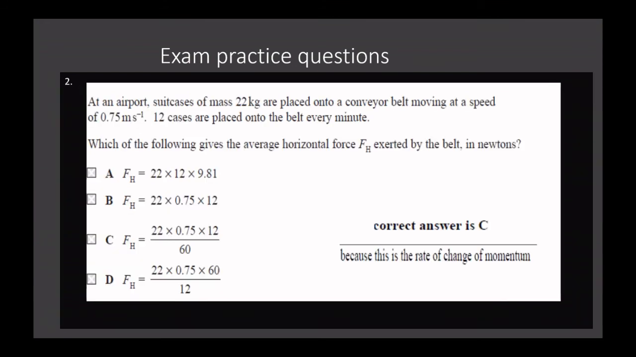The second question. At an airport, suitcases of mass 22 kg are placed onto a conveyor belt moving at a speed of 0.75 meter per second. 12 cases are placed onto the belt every minute. Which of the following gives the average horizontal force exerted by the belt in newtons? Here it is force. As you know, force is the rate of change of momentum, change in momentum divided by time. Time is 1 minute, which is 60 seconds. So the correct option here is C.